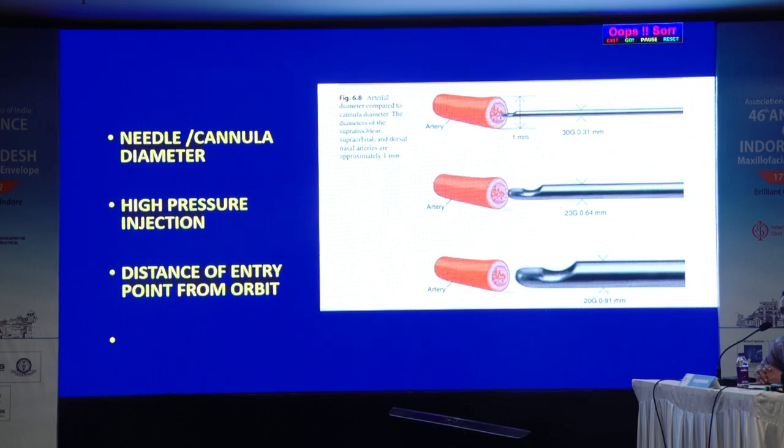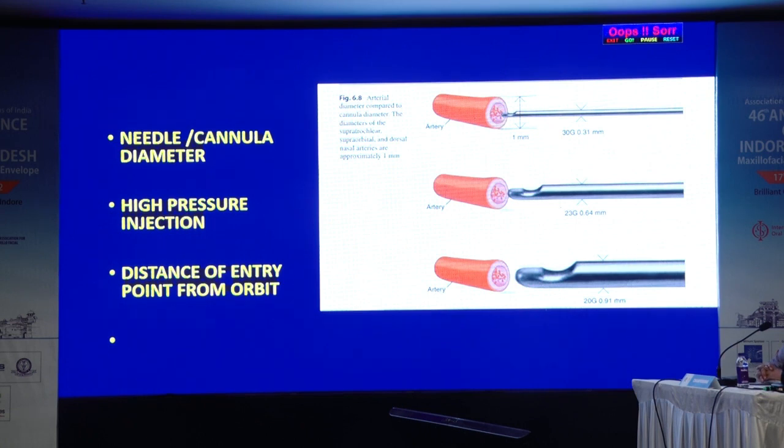Now supratrochlear, supraorbital, the vessel diameter is 1 mm. Your needles which are smaller are 0.3 ml. The chances of it sitting inside the lumen is very high. Smaller the lumen, more the pressure, because these are viscous material. So the chances of it undergoing embolism is very high. As you can see, the larger the diameter, lesser the chances. You might penetrate through the vessel, but the chances of it sitting inside the lumen to cause a sudden embolic event is very less. And distance of the entry from the orbit.